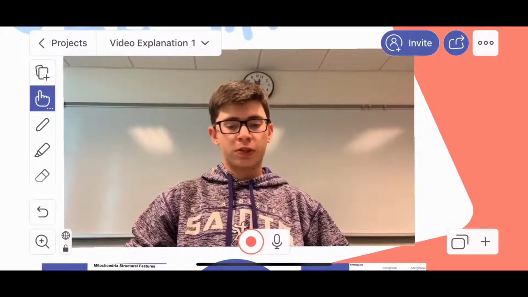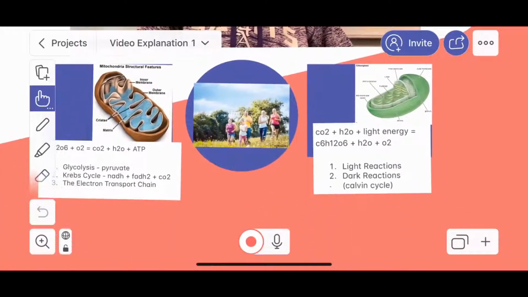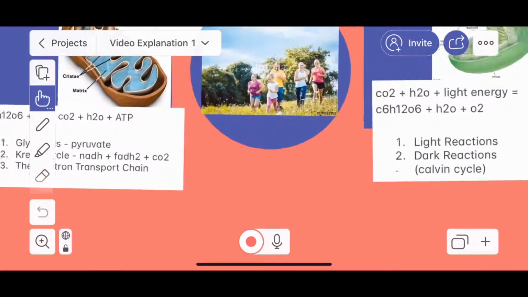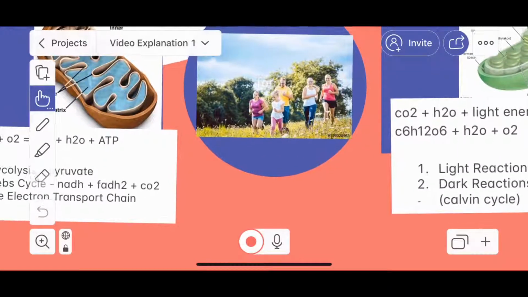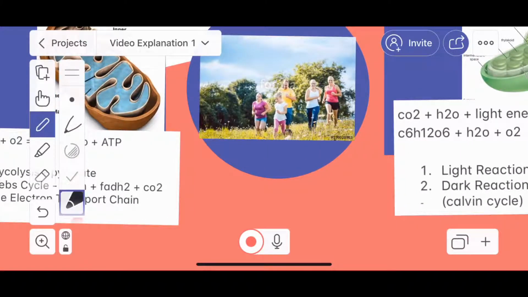So let's look at this picture of a group of girls running in a bed of flowers. As this group is running, they're breathing oxygen, and the cells inside of them are respiring. As these cells respire, they release carbon dioxide, or CO2, into the environment. As this group is running, the plants around them are all performing photosynthesis, and as a result, are releasing oxygen.